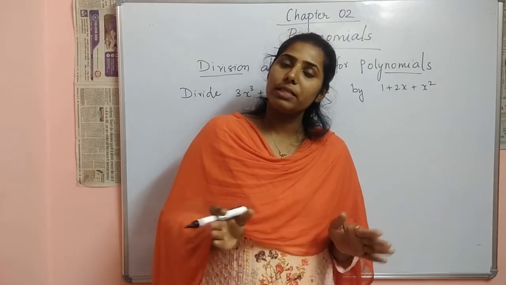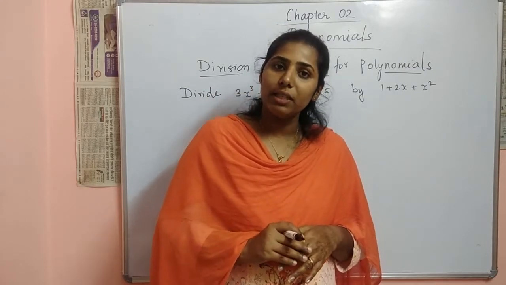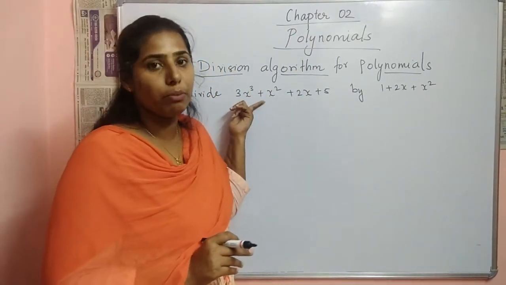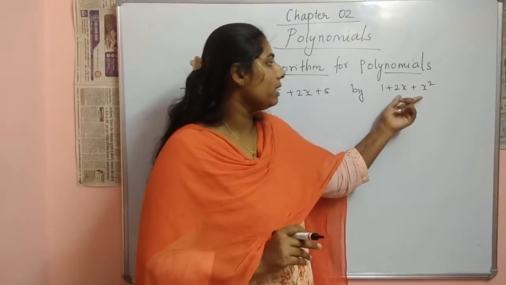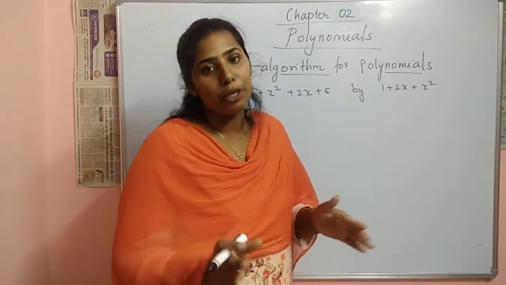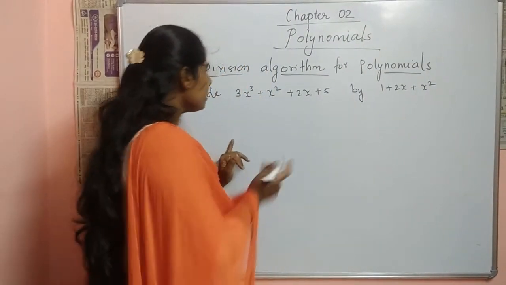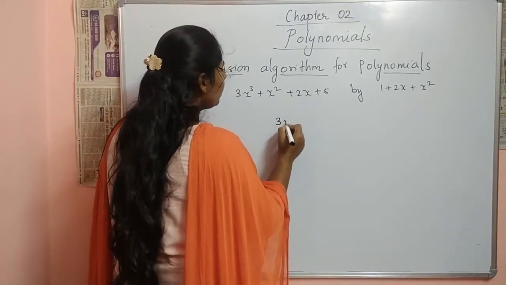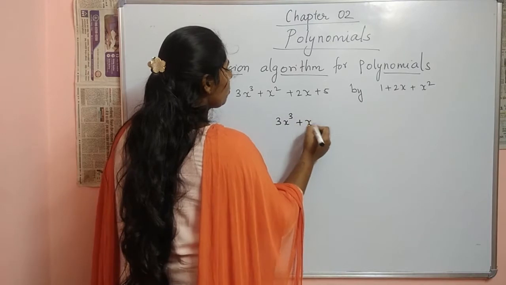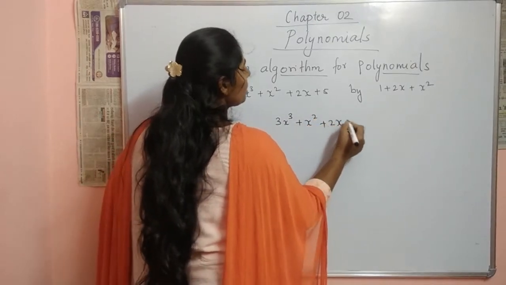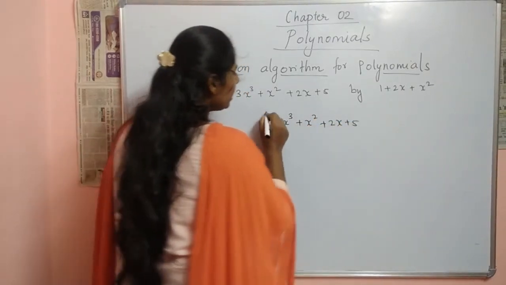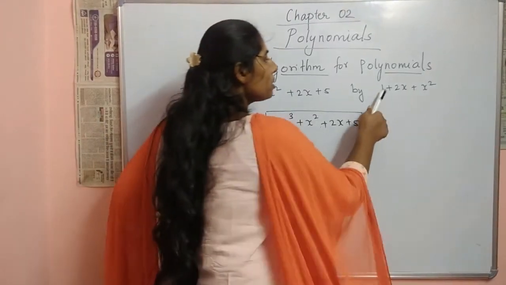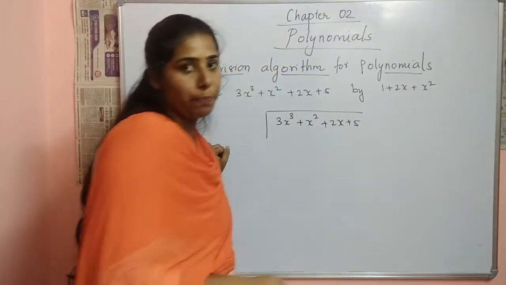That's the same process that we did in class 9th. But here we are taking a cubic polynomial and dividing it by a quadratic polynomial. So let us start. My given polynomial is 3x cubed plus x squared plus 2x plus 5. I am dividing it by the quadratic polynomial 1 plus 2x plus x squared.